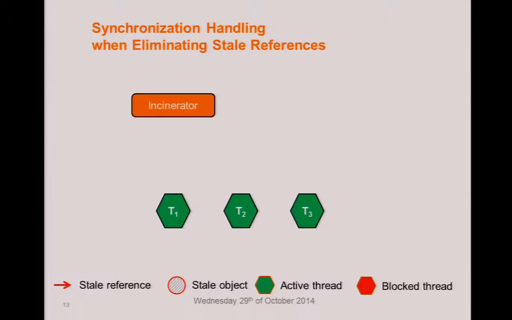This way, all the references from the threads disappear. The threads will continue running if they handle the null pointer exception, and the stale object will disappear from memory.